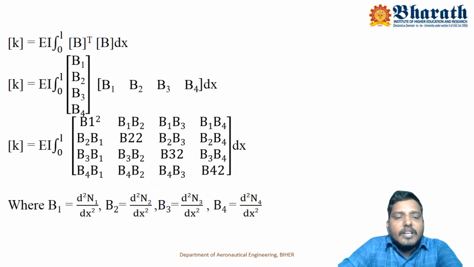In this stiffness matrix, we arrange B transpose and B and multiply them, and we get one matrix where B1 equals d square N1 by dx square, B2 is equal to d square N2 by dx square. Similarly, B3 is equal to d square N3 by dx square and B4 equal to d square N4 by dx square. Then we find d square N1 by dx square and substitute this equation. Then we will get the final stiffness matrix. It is a simple integration only. We can try to do this.